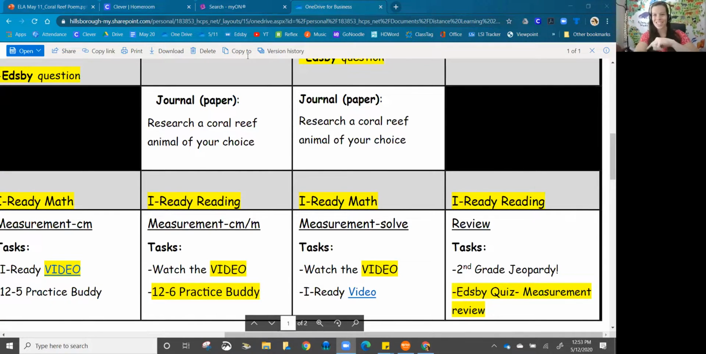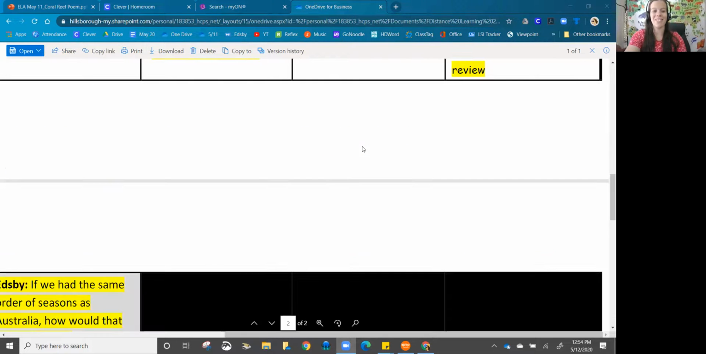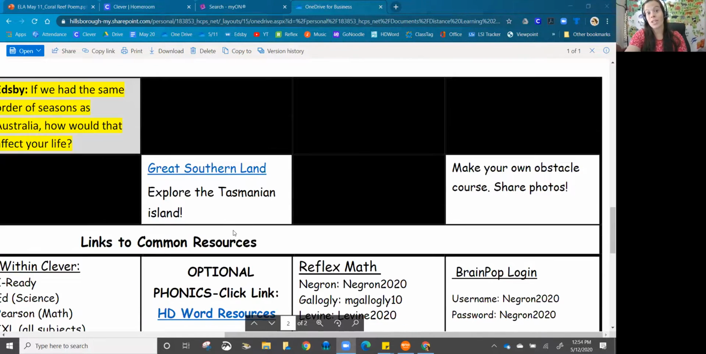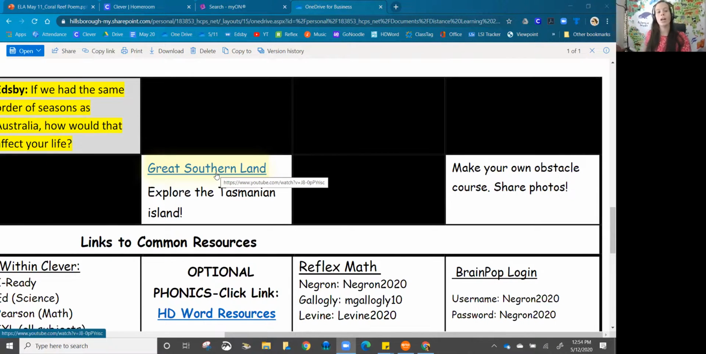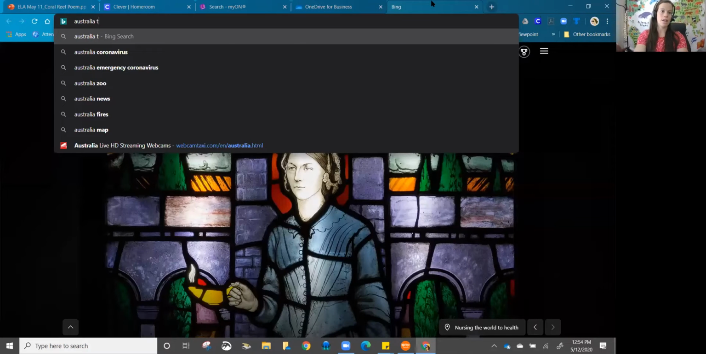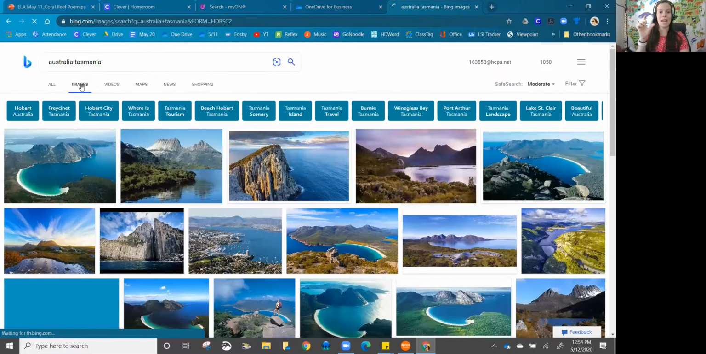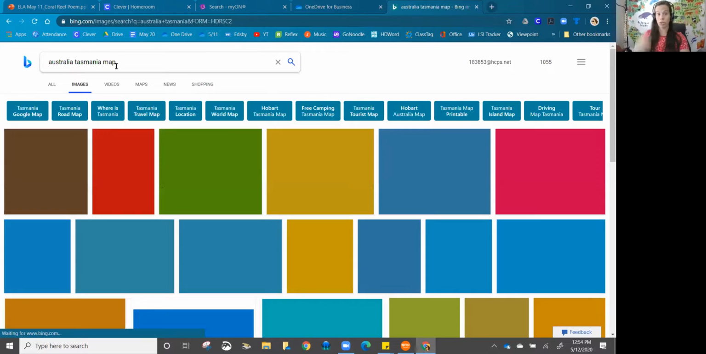Little practice researching. Go on some iReady reading. Do my math. Today's kind of heavy. Practice buddy. I'm checking them. Some of you guys are really rocking it out. And that's it. Oh, except for down here. The Great Southern Land. If you click this link, I'll put it in the page too. Explore Tasmanian Island. That is off of Australia. It's a little island off of Australia that we didn't get to explore yet. It's called Tasmania. It's beautiful, right?